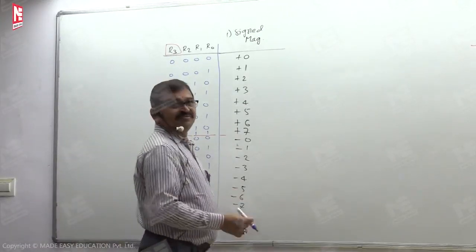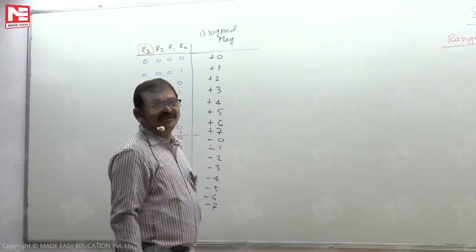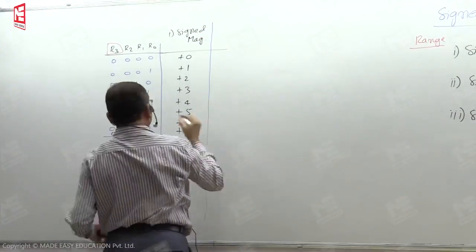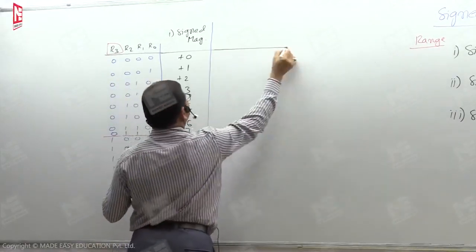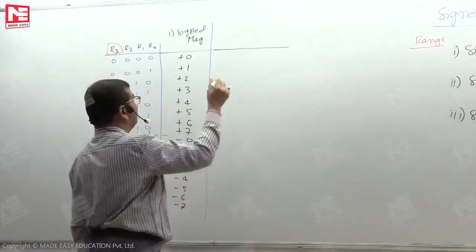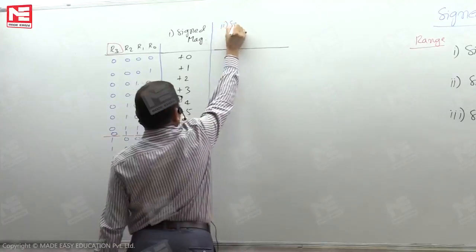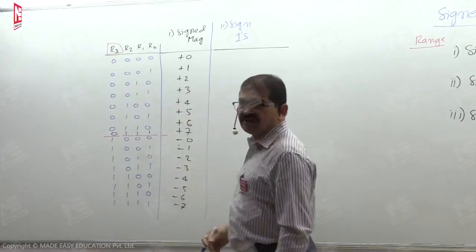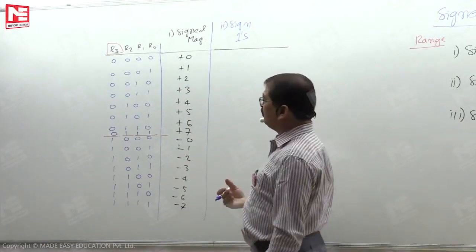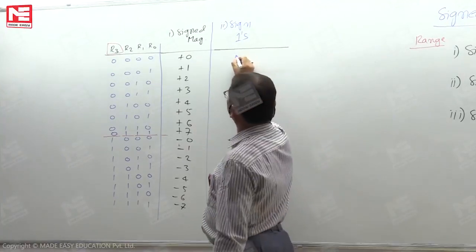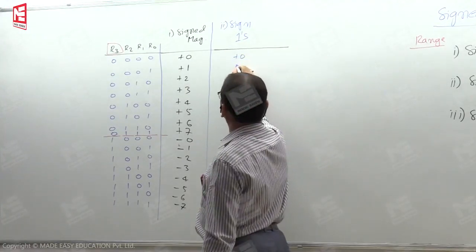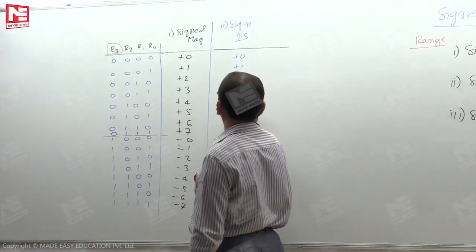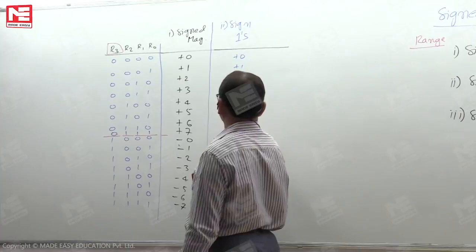Let us consider the stored number is in sign 1's complement notation. As usual, for the first 8 combinations, the number is positive because the sign bit is 0. So quickly you can read here plus 0, plus 1, plus 2, plus 3, plus 4, plus 5, plus 6, plus 7.